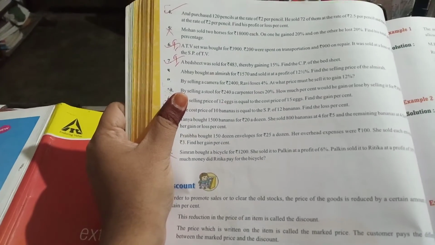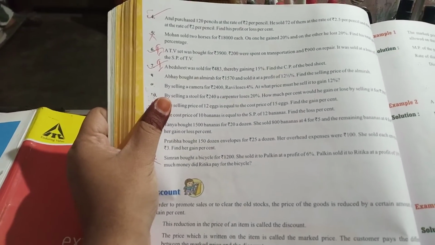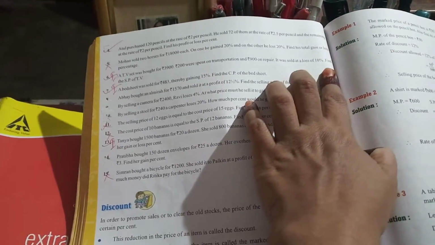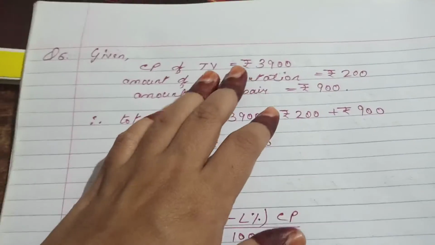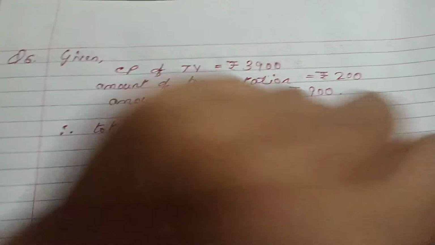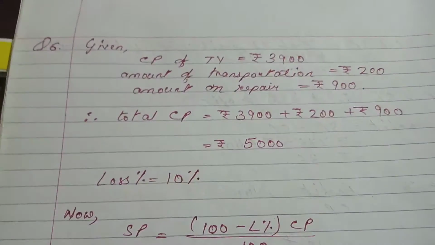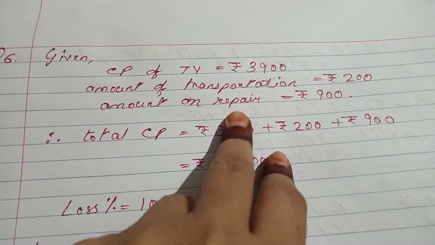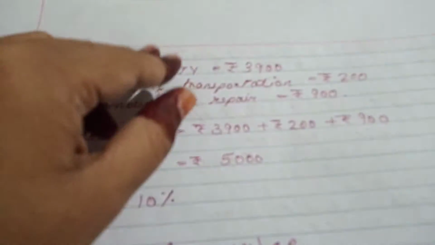Next you see question number 6. A TV set was bought for rupees 3900. 200 was spent on transportation and 900 on repair. It was sold at a loss of 10%. Find the SP of the TV. Okay. Now, the CP of the TV was 3900. Amount of transportation 200 and amount on repair rupees 900. Now, whenever you get such data, always remember the amount on transportation, amount on repair, all these things will be included in the CP.